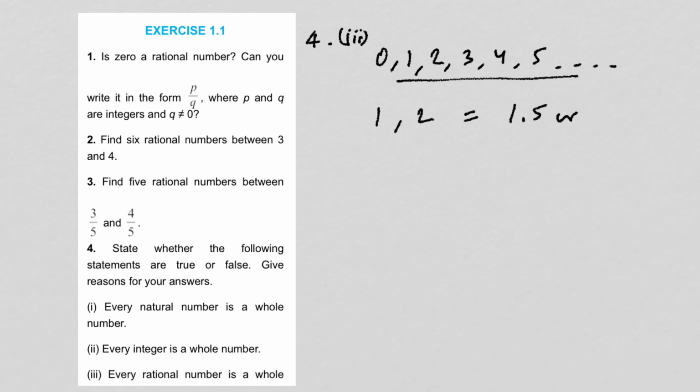1.5 or 1 by 2 is a rational number. So is this rational number a whole number? False. There are many numbers which are rational but not whole numbers. So the third one is also false.